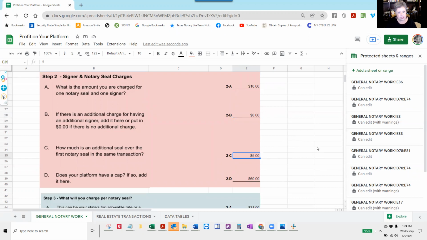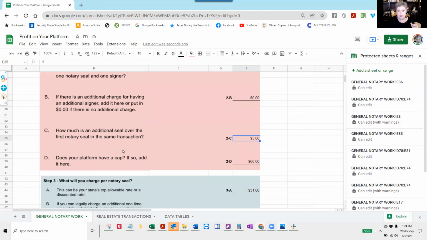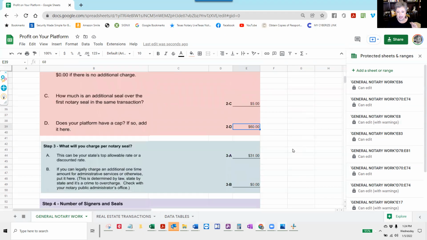How much is an additional seal over the first notary seal in the same transaction? $5 is what I'm charged. So I'm going to put that there. Does my platform have a cap? And it actually does. So I put in there the $60 cap that Sinex has.